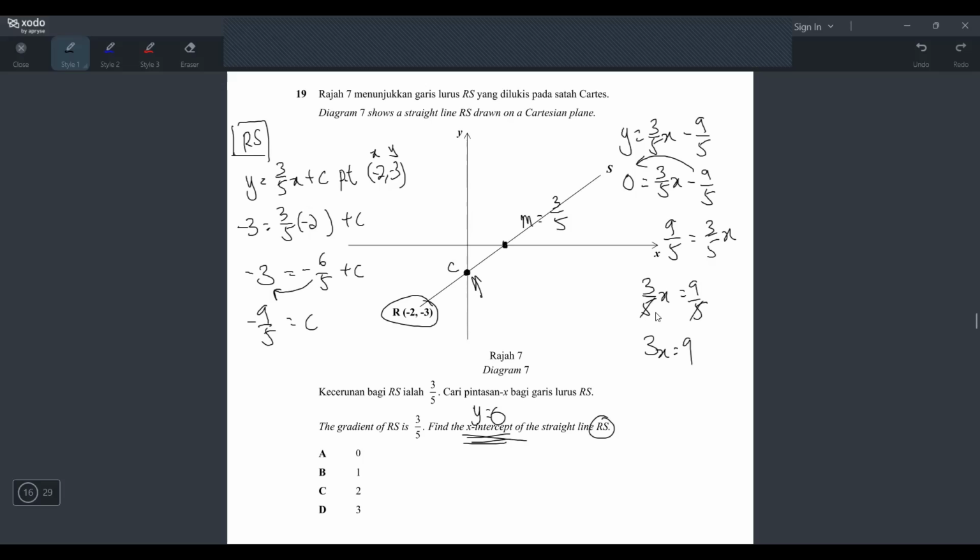Okay, let me explain why you can cut the 5. Because the 5 is at the bottom. If the 5 is at the bottom, it means divide. So when you divide and move it across, it becomes times, right? So imagine when you move it and it becomes times, the 5 and 5 can cut. That is why the 5 can cut. Alright? So we are just left with 3x equals 9.